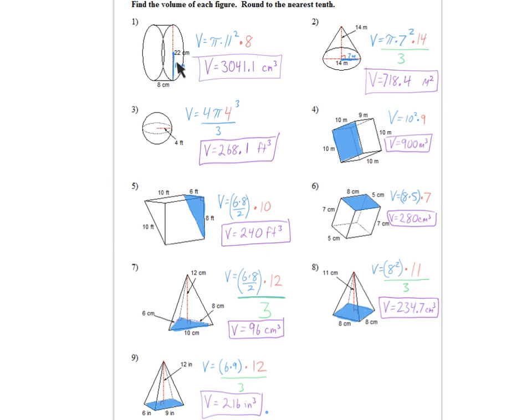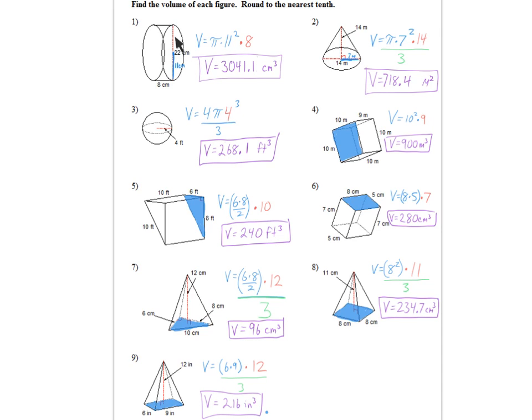Alrighty, let's talk about how we find the volumes for all these shapes. Here is a cylinder. To find the volume of a cylinder, you have the top or the circular part of the cylinder. You have to find the area, and then its height is how deep it is. Because you basically have this circle, and you have 8 of them deep.